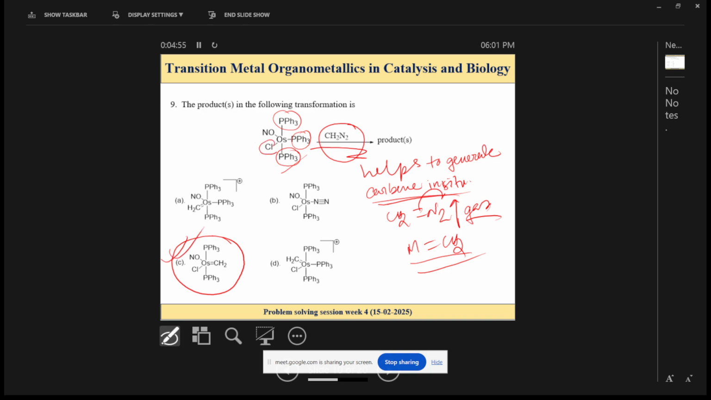Here the chloride is leaving, so this is not correct. Here the nitrene formation, that is the nitrogen-bound product obtained, is also not correct. Here the binding of NO is much stronger than PPh3, so PPh3 will leave, not the NO. So option D will also be a correct answer. So option C will be the correct answer for this question.